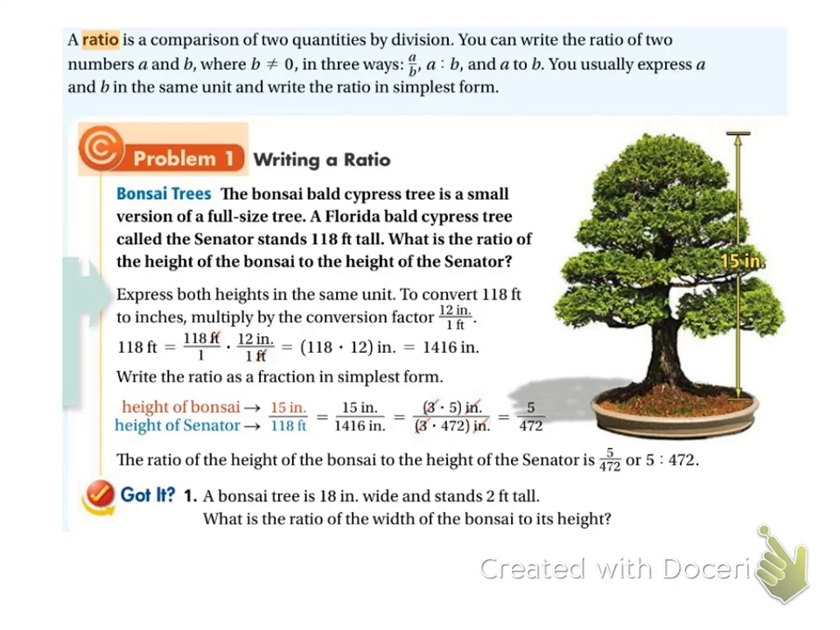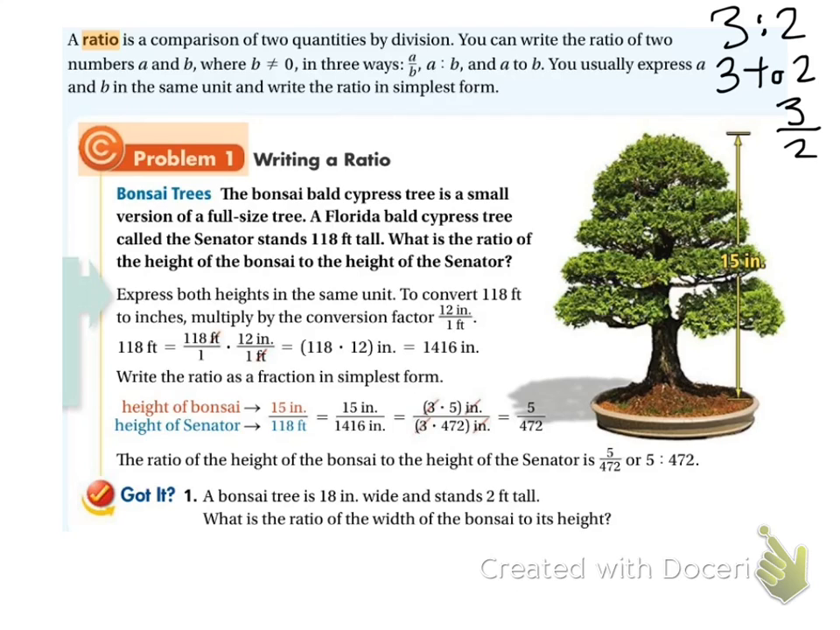Let's say our ratio is 3 to 2. I'll write it up over here. You can write it as 3 to 2 with a colon. You can write it as 3 to 2 with the word "to" in between. Or you can write it as a fraction, 3 over 2. Three different ways we can write them.